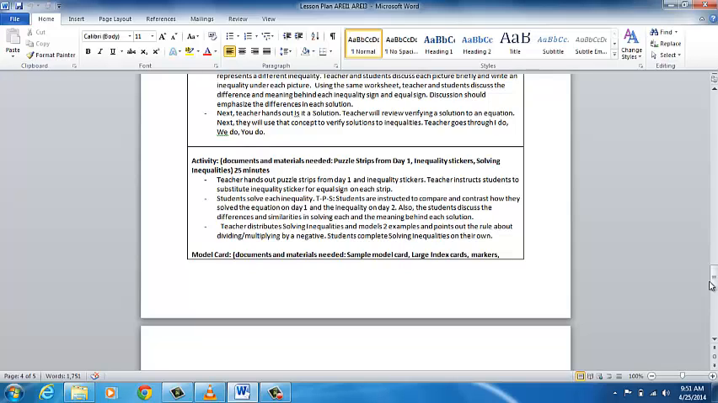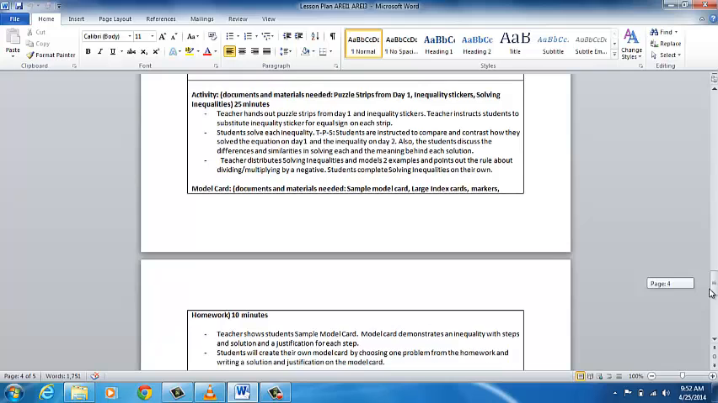When the students solve each inequality, there's going to be a TPS, a think, pair, share, and students will be instructed to compare and contrast how they solved the equation on day 1 and the inequality on day 2. They'll also discuss the differences and similarities in solving each and the meaning behind each solution. The teacher will then distribute Solving Inequalities and model 2 examples, pointing out the rule of dividing and multiplying by a negative. This is a particularly important point because we expect students to make mistakes here.